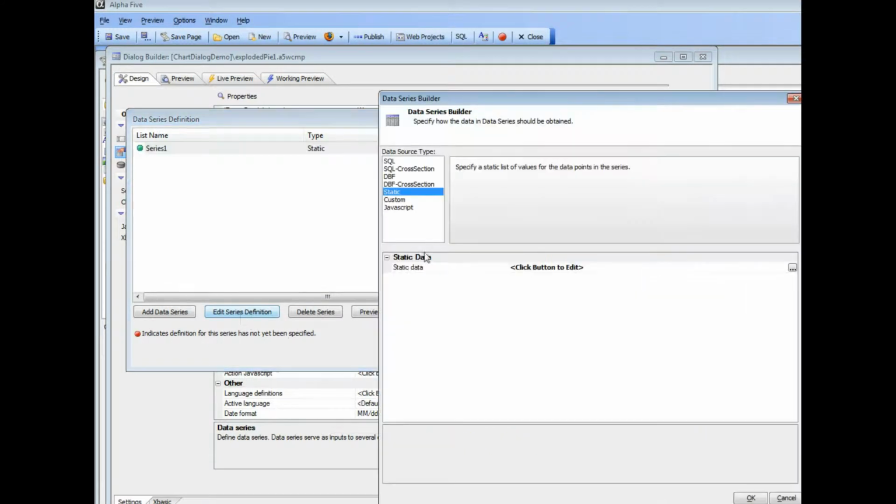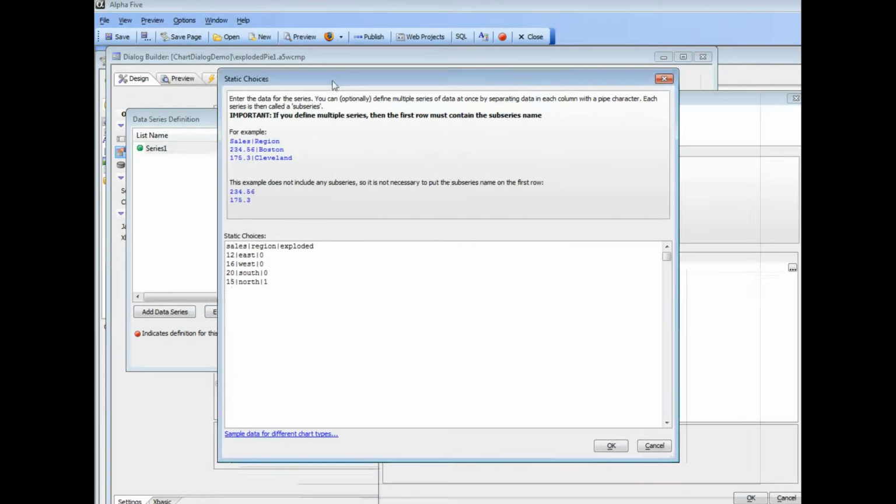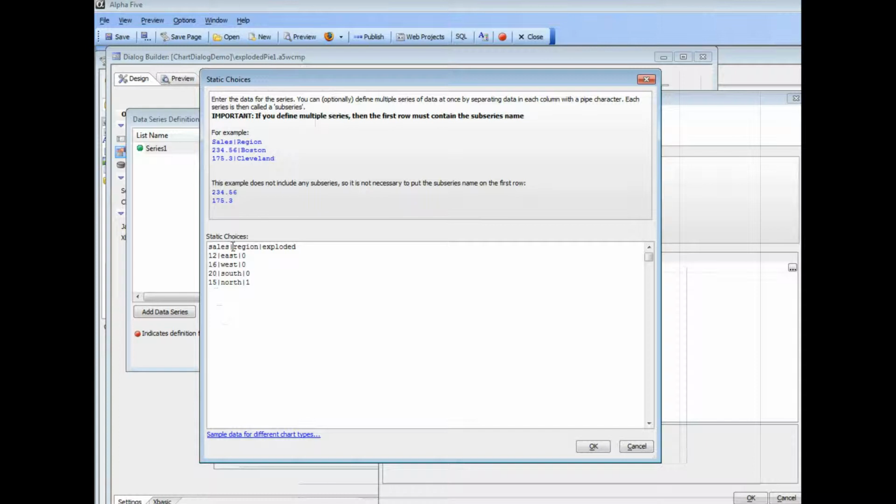If I look at the data for Series 1, the first sub-series is Sales. It's got values of 12, 16, 20, and 15. The second sub-series is Region. It has values of East, West, South, and North. And the final sub-series, Exploded, has values of 0 or 1. In this particular case we have a value of 1 for the North. But if I were to put a 1 over there as well, this would cause two slices on the pie to be exploded.